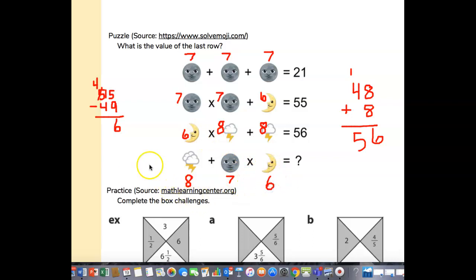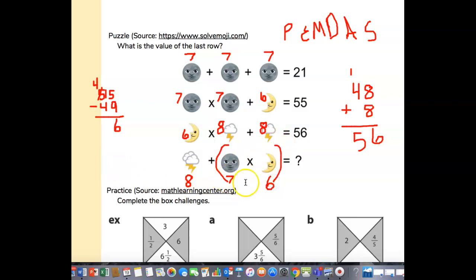Now, what we have to do here is order of operations. So are we going to do 8 plus 7 first, or 7 times 6 first? Think about your order of operations. Parentheses, exponents, multiplication, division, addition, and subtraction. All right, so you can see that multiplication comes first before addition. So we have to go down the problem and do this first.